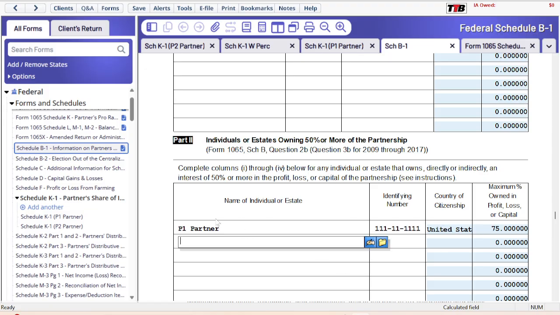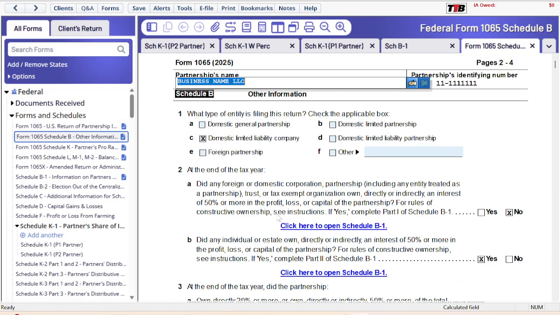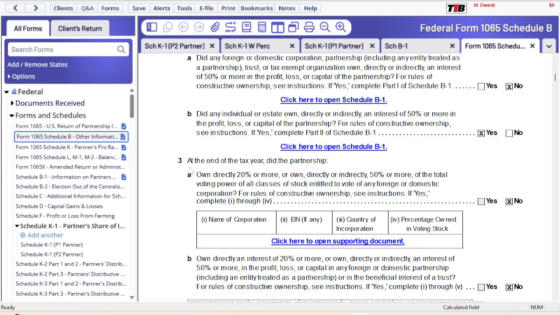Okay, so on here, only one partner owns 50% or more of the business. So it's showing that person here for us at 75%. That's all this Schedule B-1 is required from us. Let's say that changes. So that's that. We are going to go to question 3, at the end of the tax year.